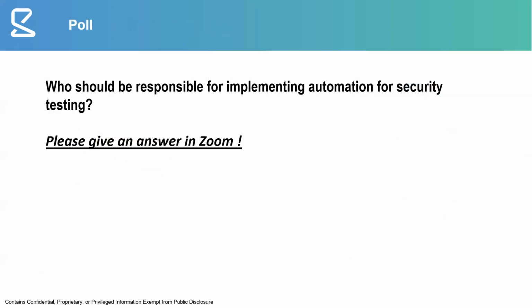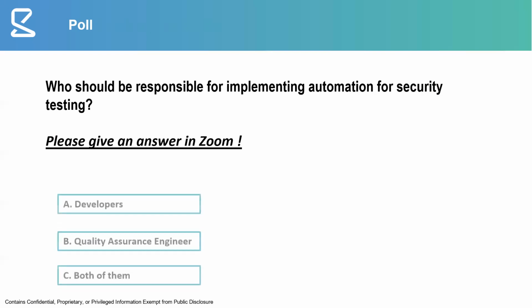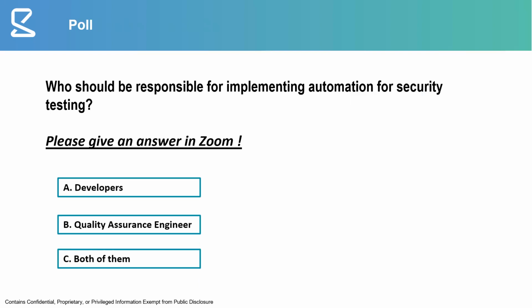So after this automation part, we're wondering who should be responsible for implementing automation for security testing in your team. The answers are: A, the developers in your team or in your company, B, quality assurance engineers, or do you think both of them? You can vote in Zoom right now.